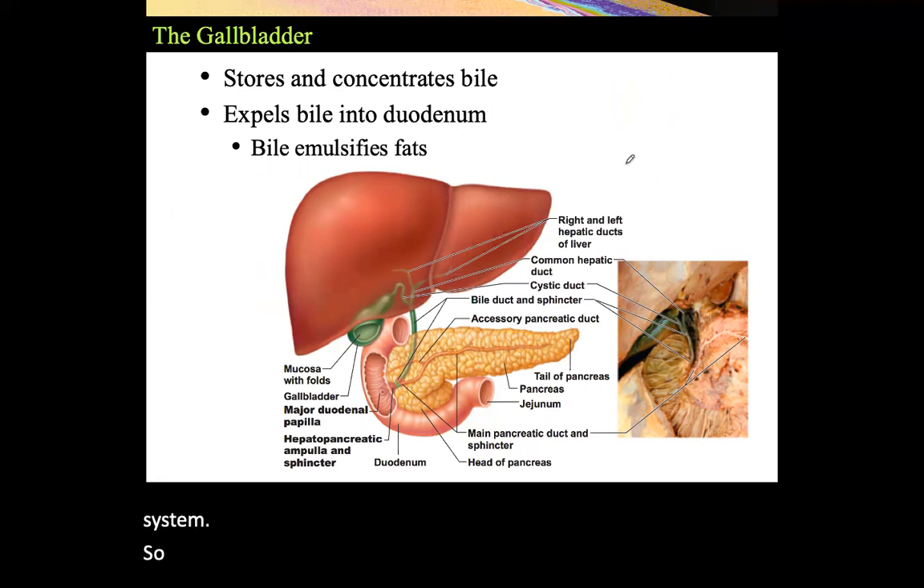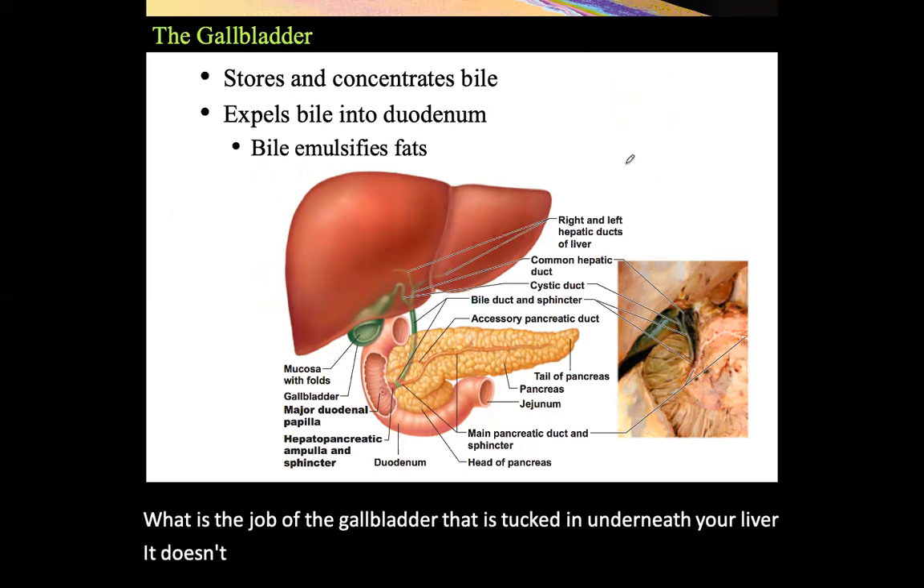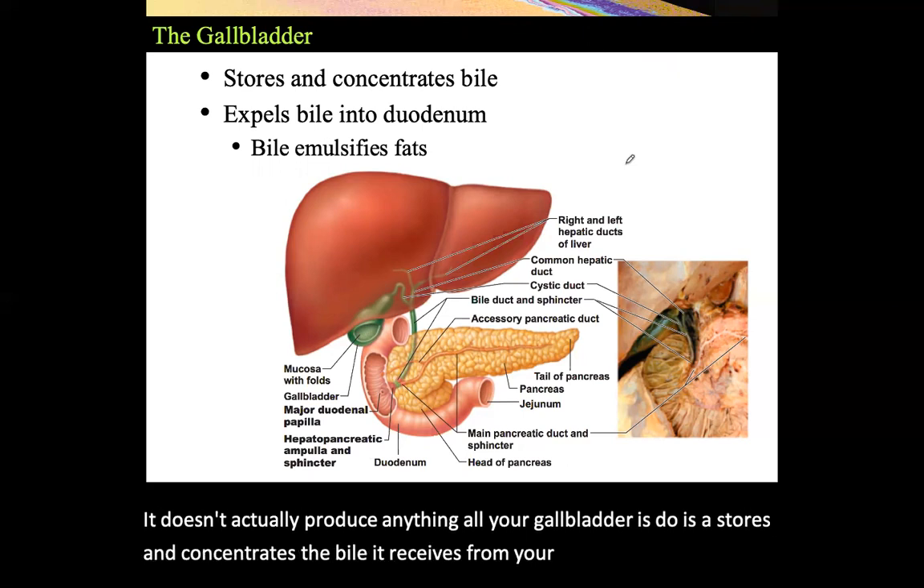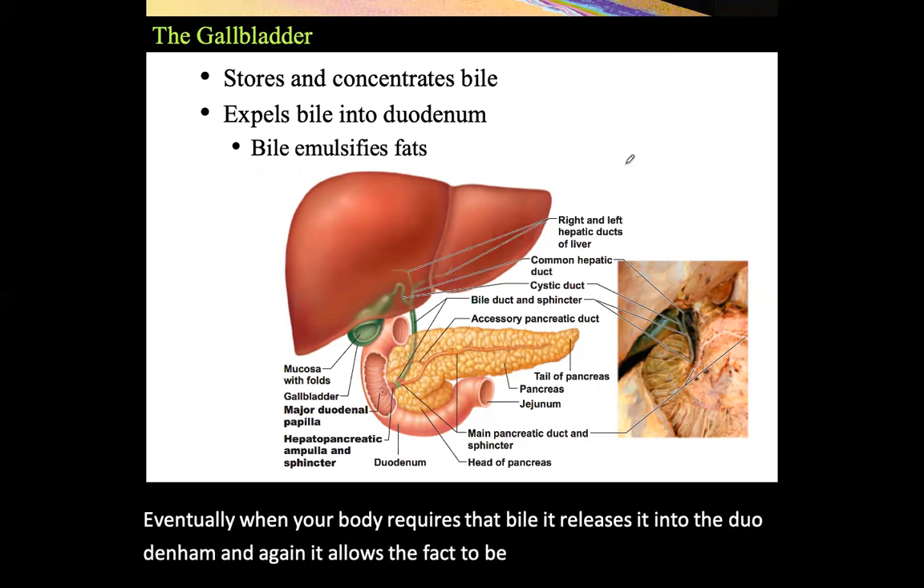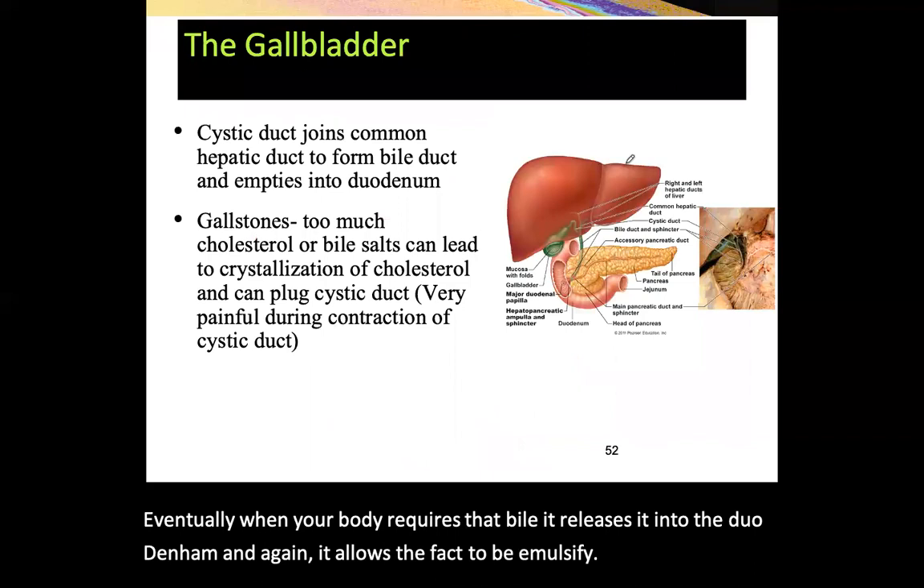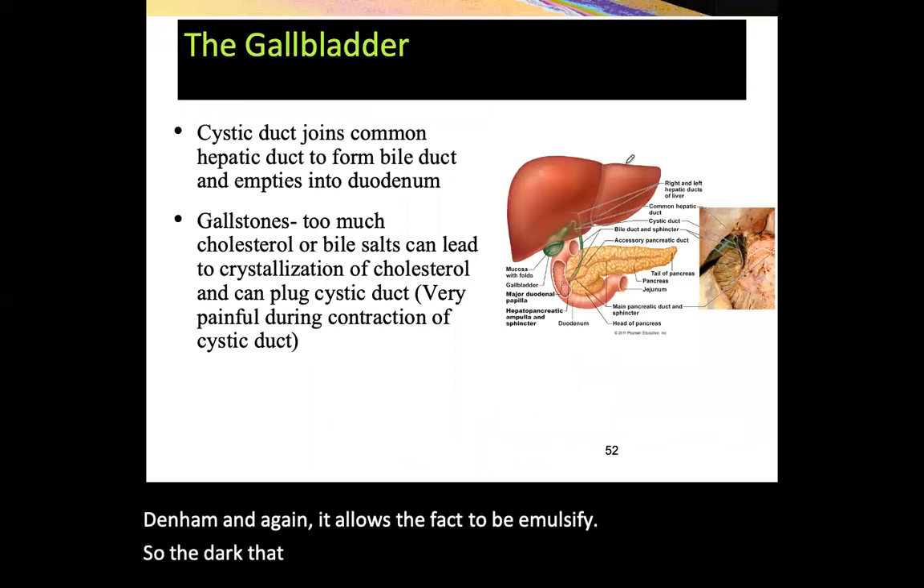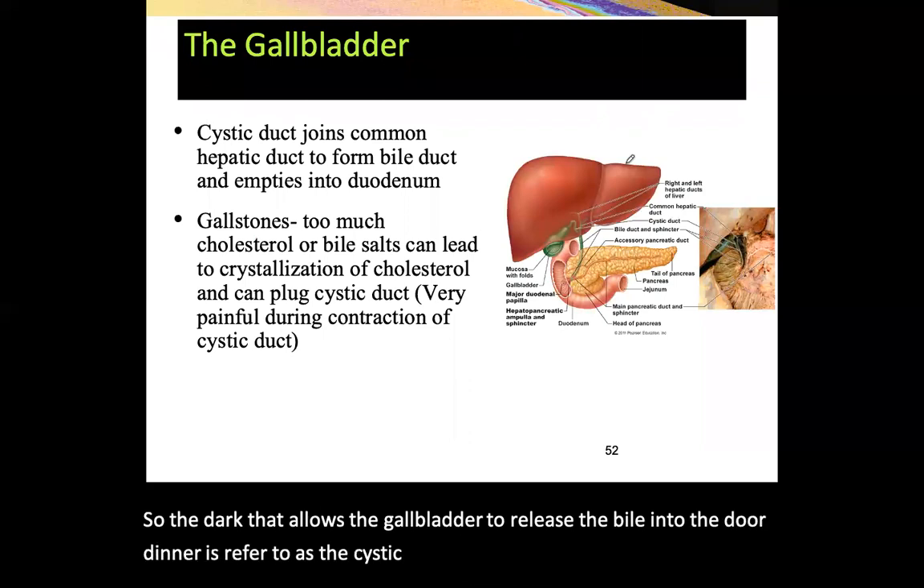So what is the job of the gallbladder that is tucked in underneath your liver? It doesn't actually produce anything. All your gallbladder does is store and concentrate the bile it receives from your liver. Eventually, when your body requires that bile, it releases it into the duodenum. And again, it allows the fat to be emulsified. So the duct that allows the gallbladder to release the bile into the duodenum is referred to as the cystic duct. And again, it originates from the gallbladder.